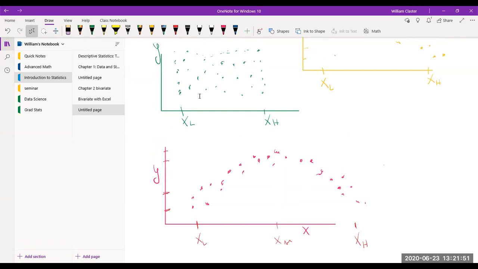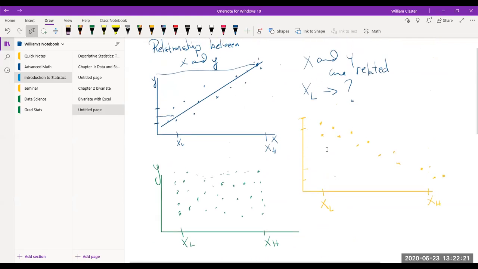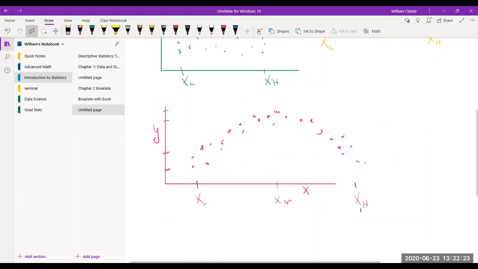Professor, couldn't the red one be like a polynomial? Yeah, the red one would maybe fit a polynomial or something else. In this case, it definitely looks like a polynomial. But that would be the second step, to say, well, what is the relationship? What kind of relationship? Is it a linear relationship, like this one or this one, or is it what we call nonlinear, like a polynomial relationship?